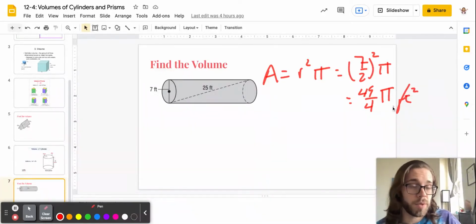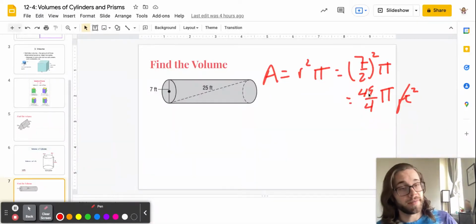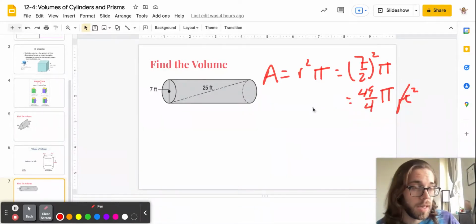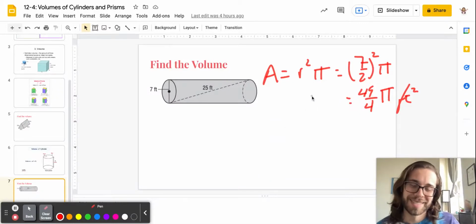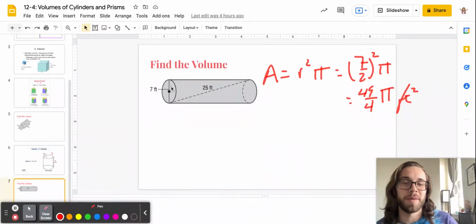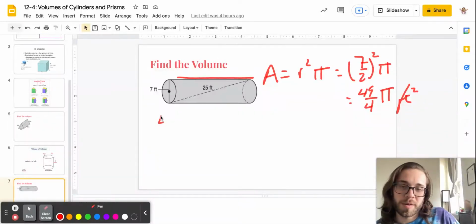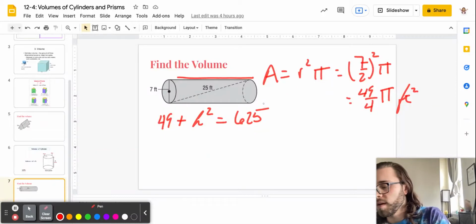Okay, so again, I'm leaving this as is. There's no point in turning it into a decimal when you're going to have to multiply it again later. Sometimes, if you have the fraction, you'll notice things cancel out nicely. Now we need to multiply by the height, which we don't have. So we essentially have a right triangle here. To find the height, we need to use the Pythagorean Theorem. So 49 plus h squared equals, what's 25 squared? 25 times 25 is 625.